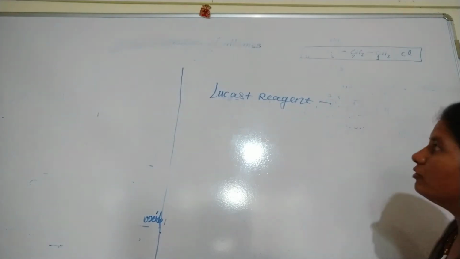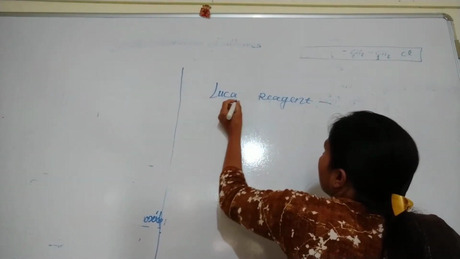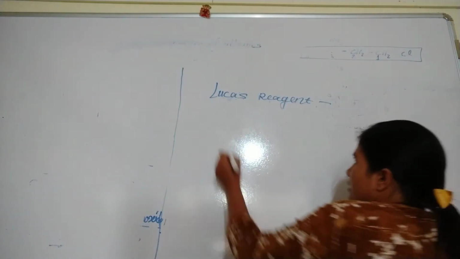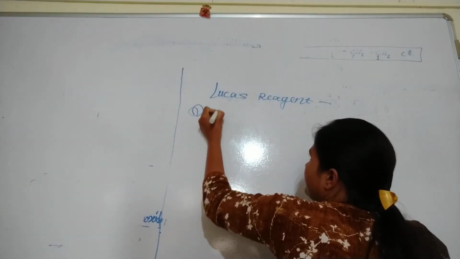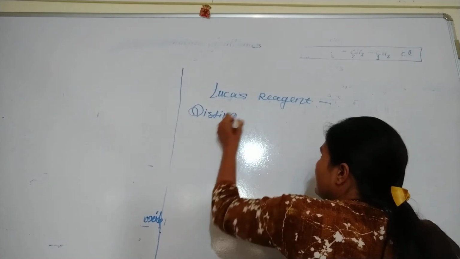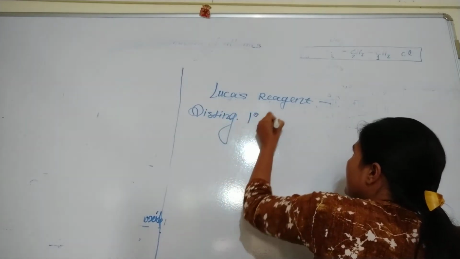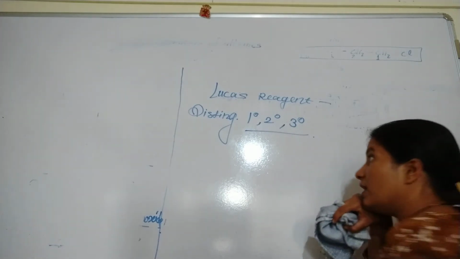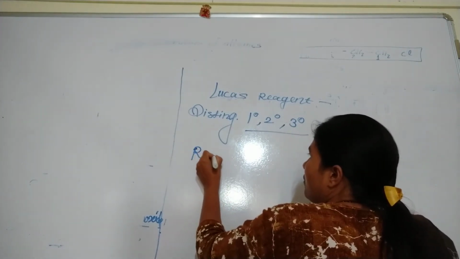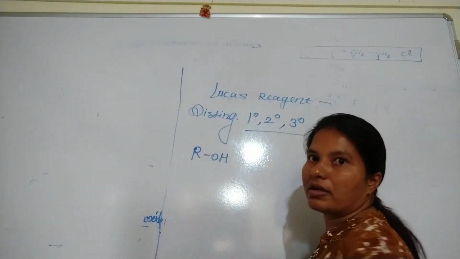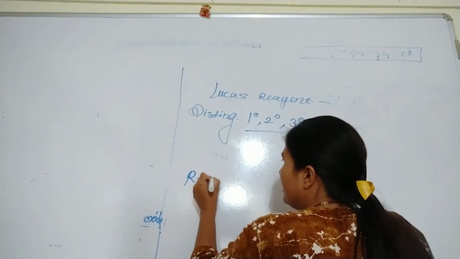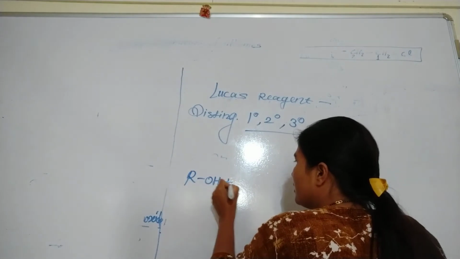anhydrous ZnCl2. Yes, the distinguishing test of primary, secondary and tertiary alcohol is done with the help of Lucas reagent. Okay, so how can you distinguish primary, secondary and tertiary alcohol? You know that I can take alcohol, whether it is primary, secondary or tertiary.